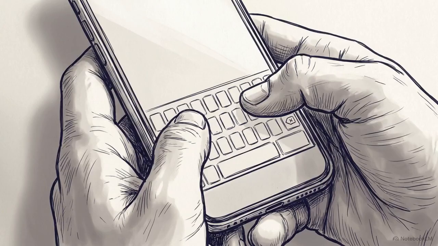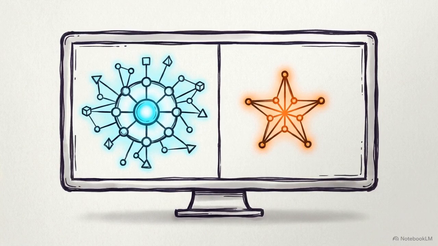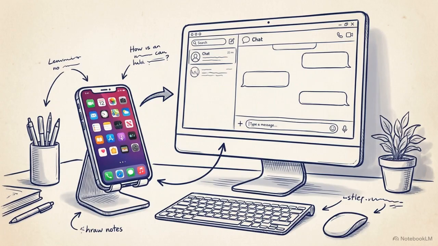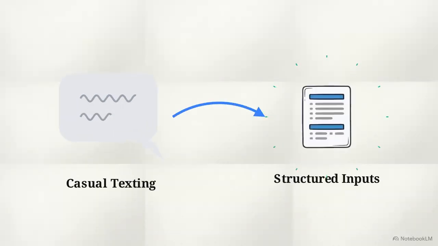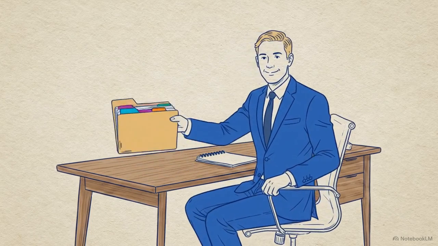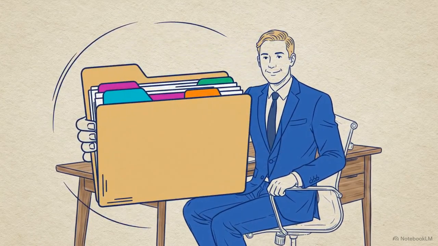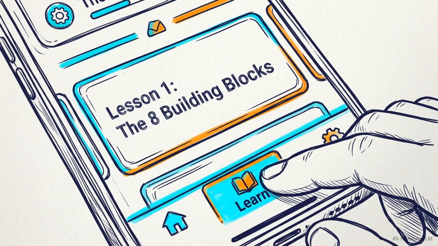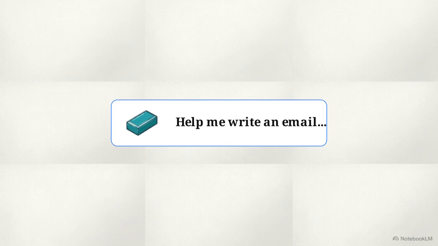To follow along with this guide, open the PromptCoach app and have your preferred AI tool ready in a separate window. By moving from casual texting to structured inputs, you provide the AI with the clarity it needs to act as a specialized assistant rather than a general chatbot. Within the app, navigate to the Learn tab and open Lesson 1. This covers the core logic used throughout the rest of the tools.